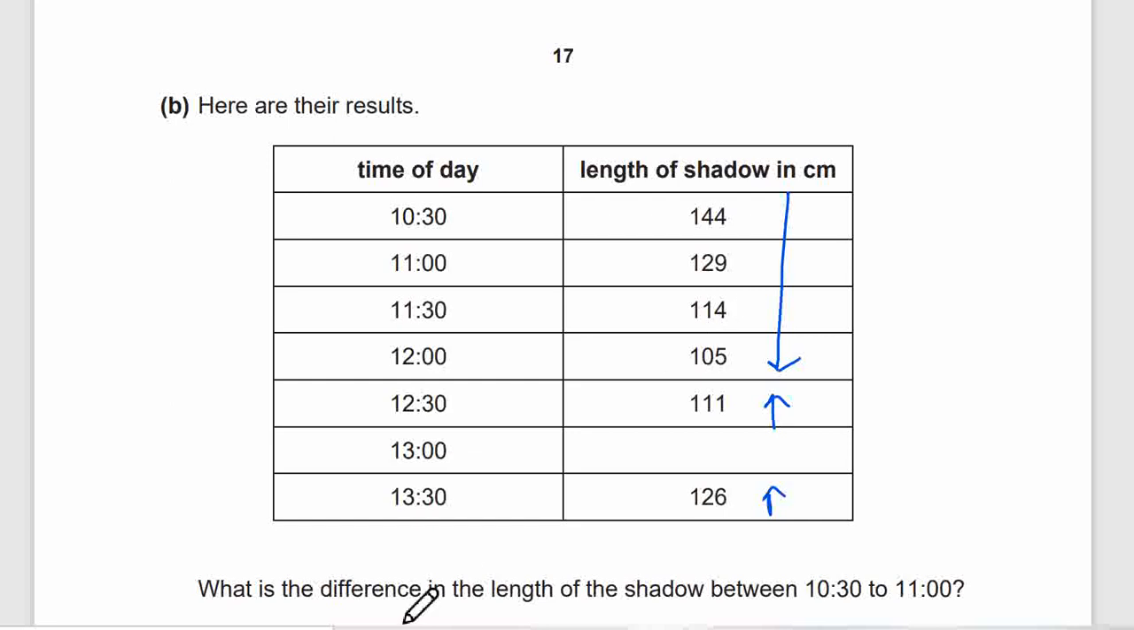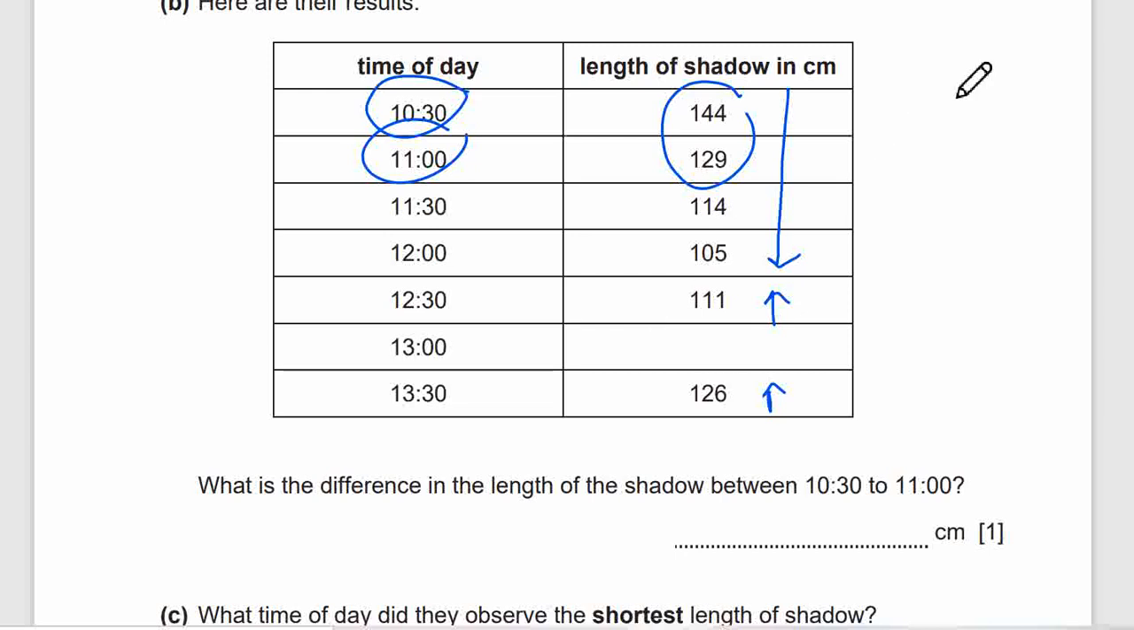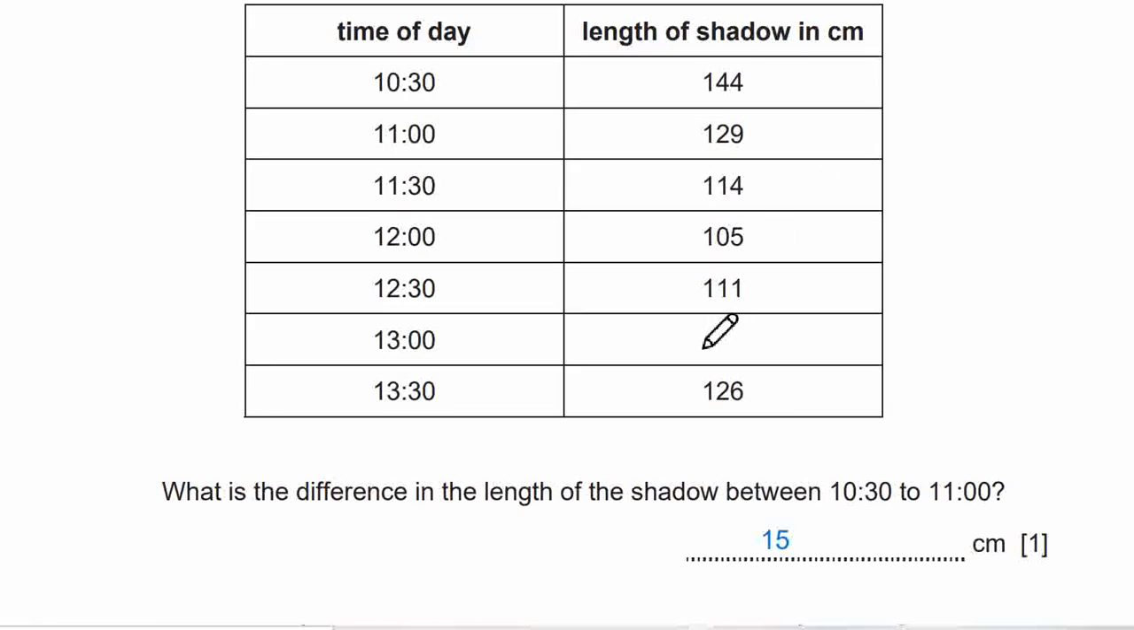What is the difference in the length of the shadow between 10:30 and 11? 10:30 to 11 will be 144 minus 129, subtract, will be 15 cm. So the answer is 15 cm.